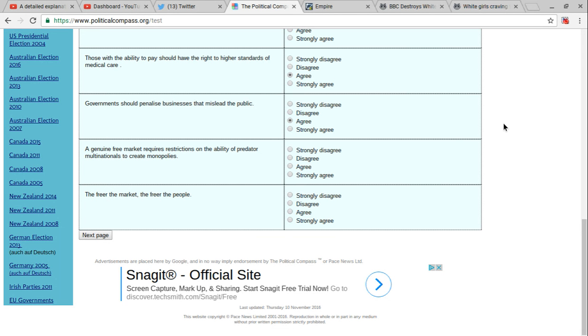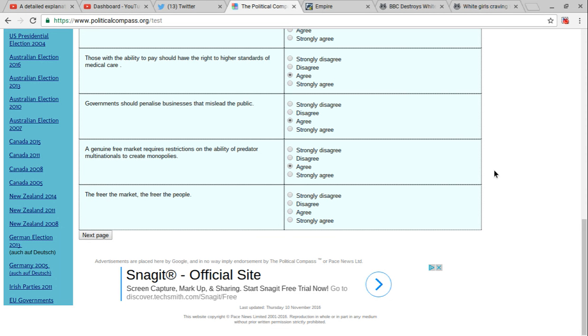A genuine free market requires restrictions on the ability of predator multinationals to create monopolies. Well, you don't need restrictions to prevent multinationals. I mean, you can have that in just a simple country. I mean, look at American history with Standard Oil and what was it? What did J.P. Morgan own? Did he own U.S. Steel, or was that Rockefeller? Oh man, but yeah, there was. Yeah, I do agree. I believe we need restrictions, but we don't need massive restrictions. We just need restrictions to prevent that, and we do have acts that, if Congress had the balls to use, could actually break up monopolies.